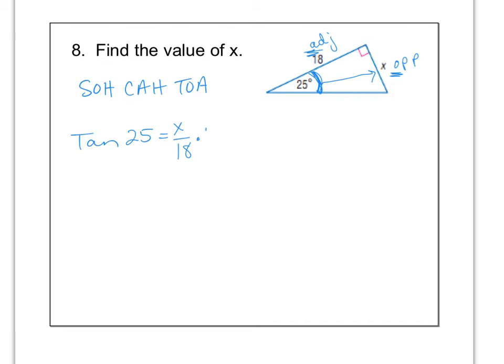So you're going to go times 18, times 18. These cancel out. Now you grab your calculator. You type in 18 tangent 25. And x should be about 8.39. And that is your answer.